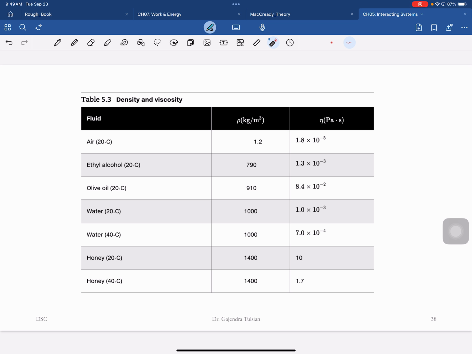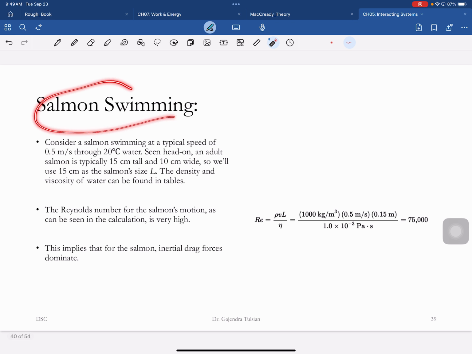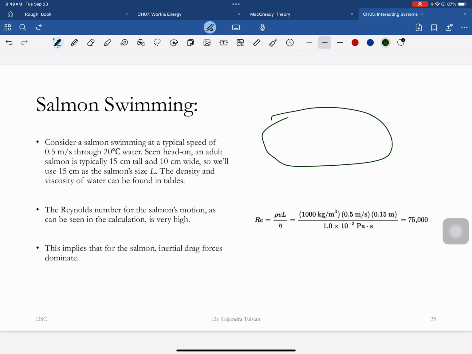All right, so here's the salmon swimming. Here's the Reynolds number for salmon swimming. So this would be the density of water. There's the density of water. There's the speed at which it's swimming. It's 0.5 meter a second. That's about 2 foot a second. And that's roughly the size of, so here's a salmon, and that's roughly 15 centimeters, 1/2 foot.